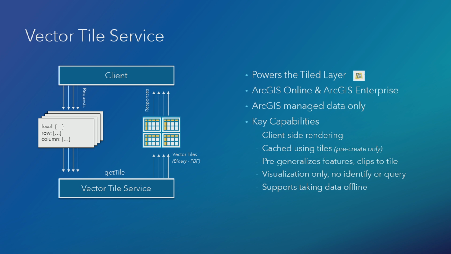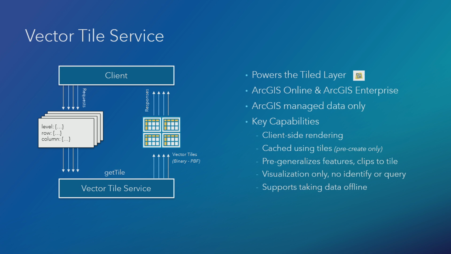Yeah, it's much different. Part of the reason that it does that so quickly is it does pre-generalize the features as part of the vector tile creation process. It also clips features to tiles. So if you actually have a stream or a street, it's going to get cut into different tiles. That makes it very good for visualization. It makes it not so good for querying and analysis because we don't have basically the complete integrity of our features anymore. So we don't support query and identify and analysis against vector tiles.